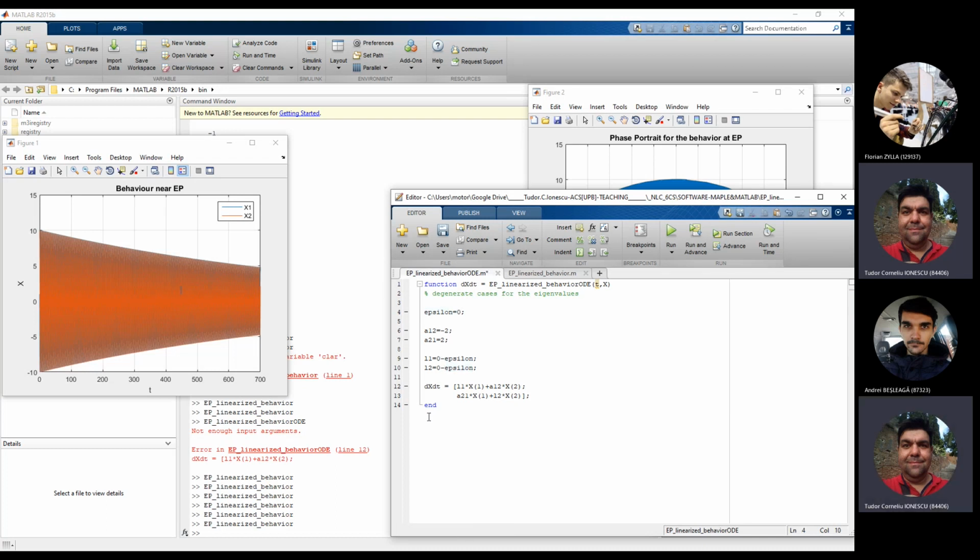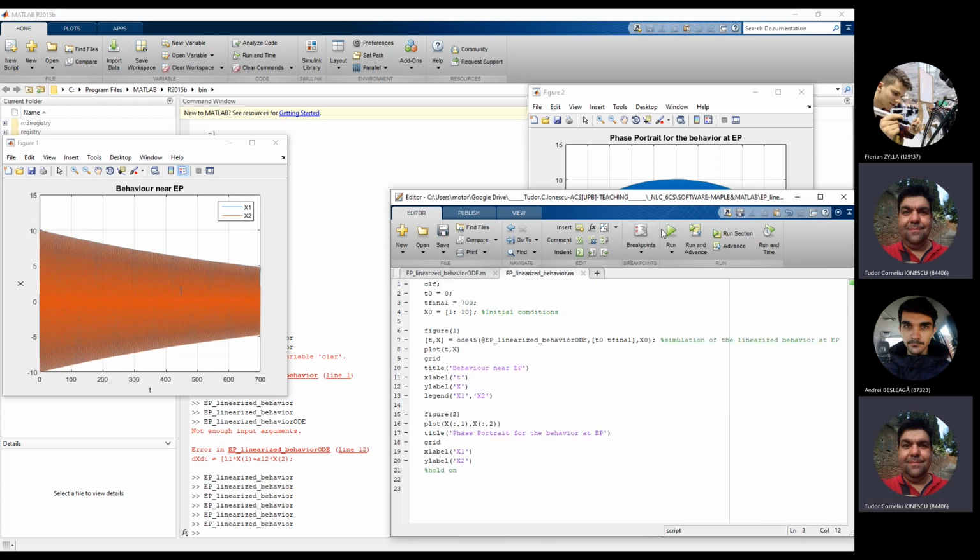Let's make this one 0. I would like to show you a focus now. So L1 is, say, 0.5. L2 is 0.5. This is the real part of the eigenvalues. And let's leave it like this.